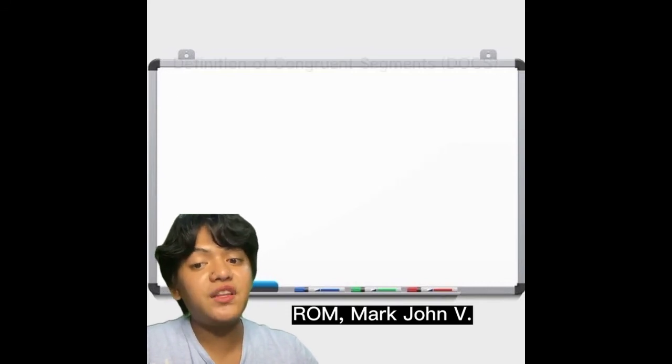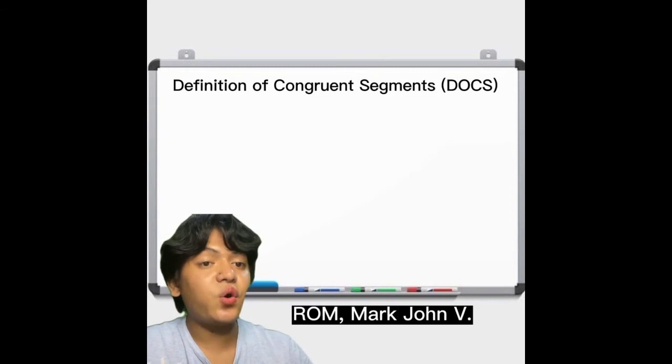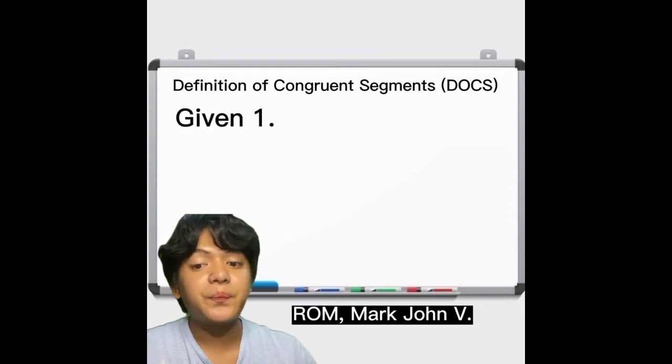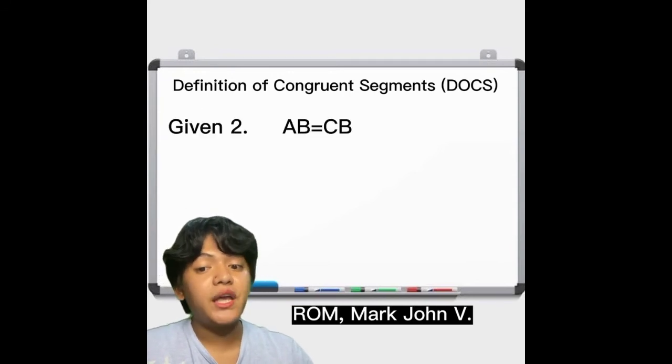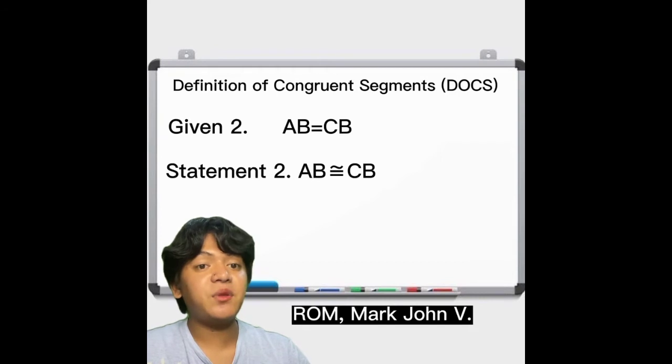Now let's start with definition of congruent segments, DOCS. Given number 1, AB is congruent to CD. Statement number 1, AB is equal to CD. Given number 2, AB is equal to CD. Statement number 2, AB is congruent to CD.